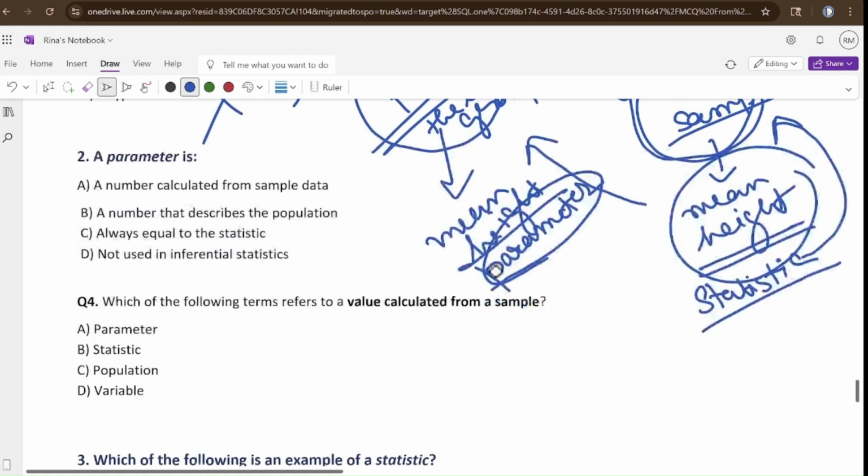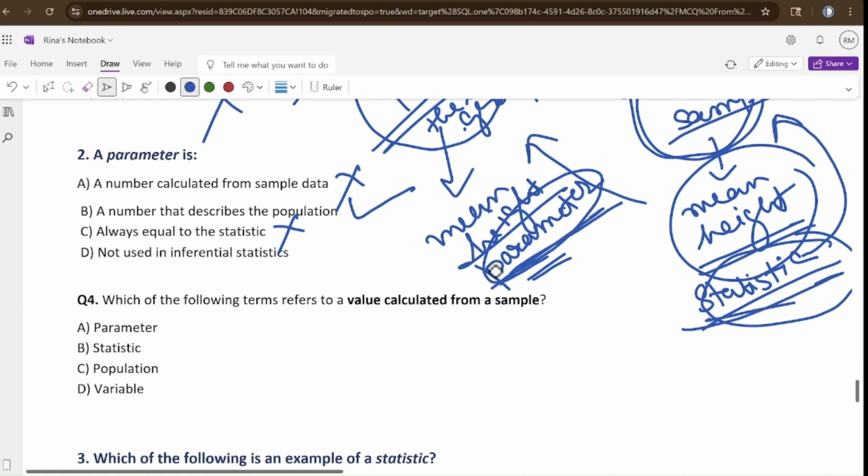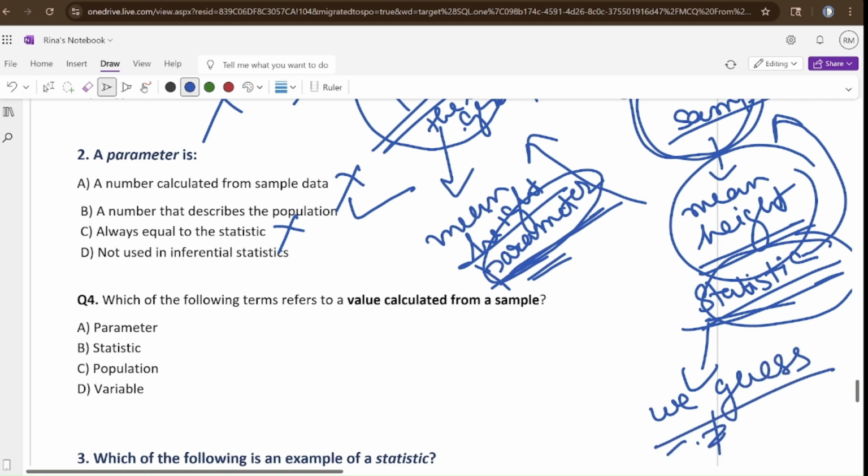Okay. Second question, a parameter. Parameter I told you that is related to population. So a number calculated from sample data. Calculated from sample data means statistic, not parameter. So a number that describes the population. Exactly, it describes the population. Always equal to statistic? No, it may be more or it may be less. Okay, from statistic we guess what will be the population parameter, that may be equal or may not be equal.